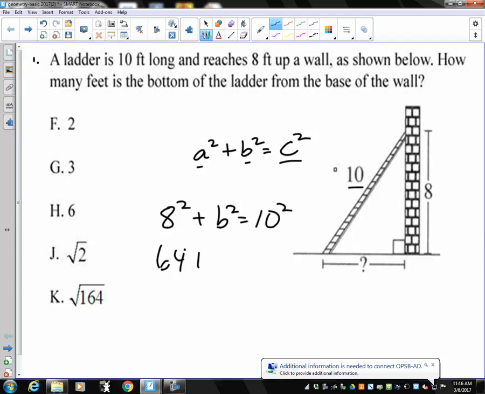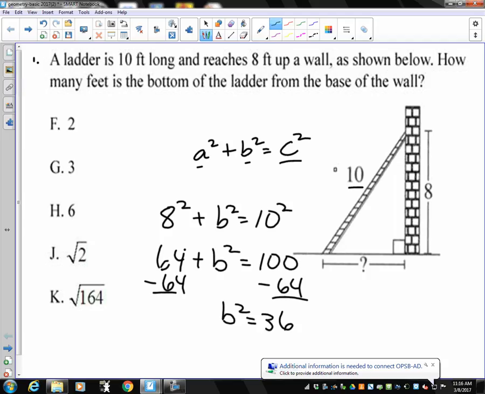Now, when we square these, we get those numbers. And now it's just a quadratic equation that we can solve by the square root method. So we get b squared equals 36, and then we take the square root of both sides, which gives us plus or minus 6. Because this is a triangle, it would just be positive 6. I don't think anybody would think to put plus or minus on a question like this anyway.